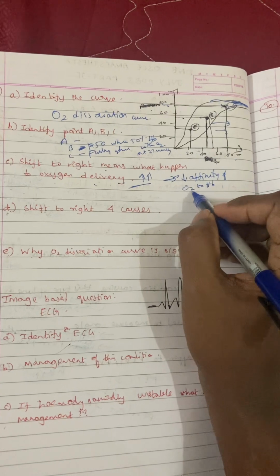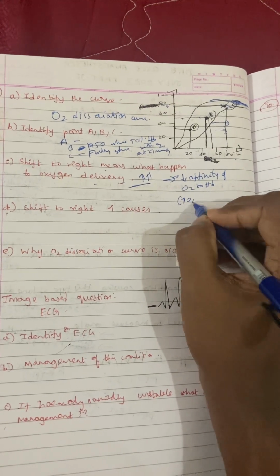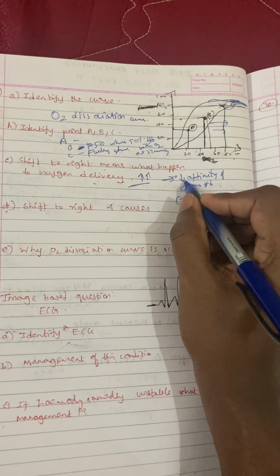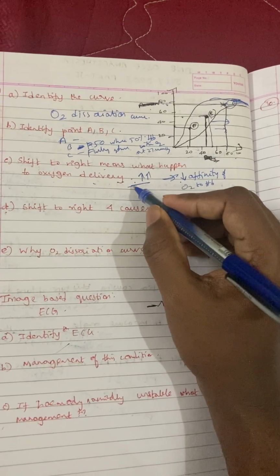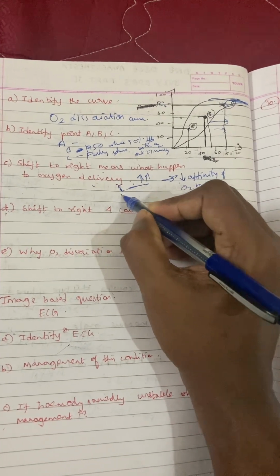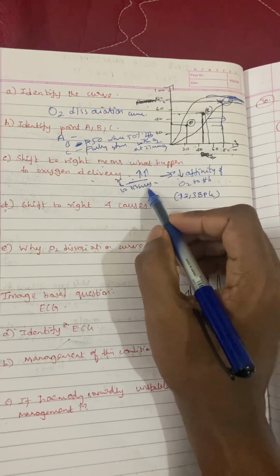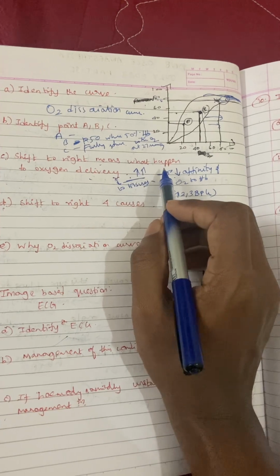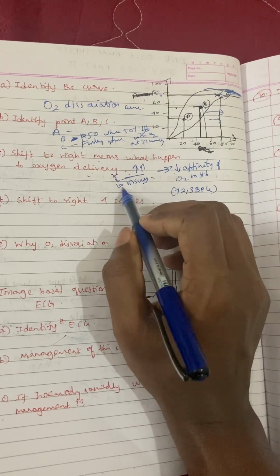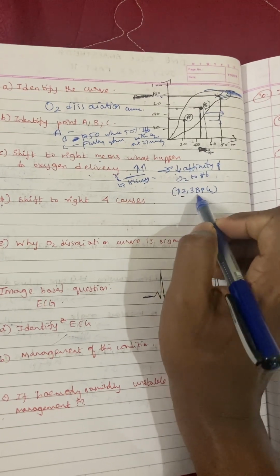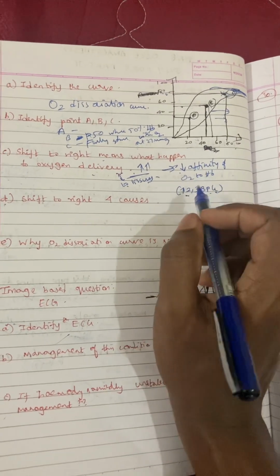Why is there decreased affinity? Because of the increased 2,3 BPG, the affinity of hemoglobin with the oxygen decreases, so that there is increased oxygen delivery to the tissues. So this shift to the right causes increased oxygen delivery to the tissues because of decreased affinity of hemoglobin because of the increased 2,3 BPG. This is the main reason.